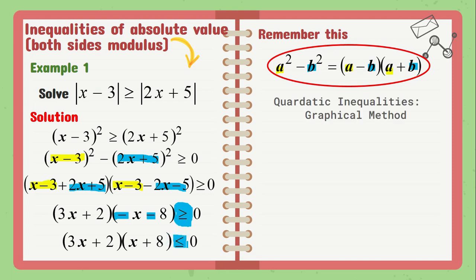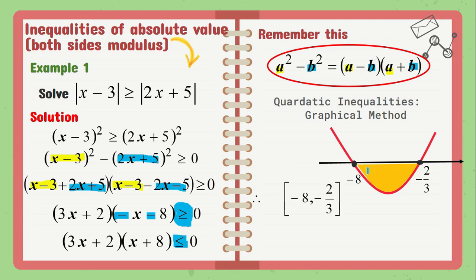To solve these inequalities, because this is a quadratic inequality, we apply the graphical method. As we know, the shape of the graph is a minimum, and we need less than or equal to 0. We need the negative part, which is under the x-axis. So this is the answer actually. Finally, you can write down the interval notation. Closed interval negative 8, negative 2 over 3, or we can write it in solution set. This is the final answer. We get x, where x is more than or equal to negative 8, and less than or equal to negative 2 over 3.